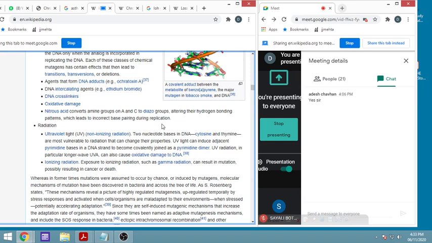Then other is nitric oxide. It is also one of the free radicals, and it can cause problems. Then radiations like ultraviolet radiation and ionizing radiation can affect and cause oxidative damage and changes in the base pairs.